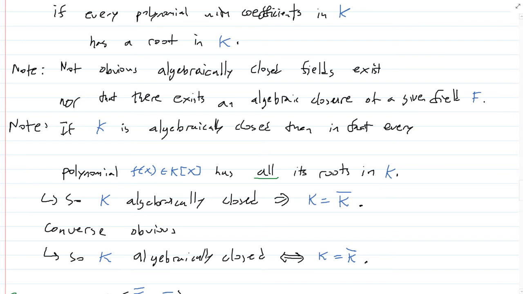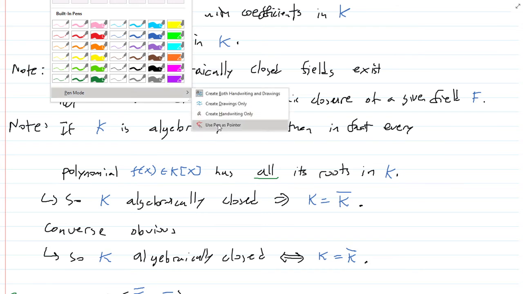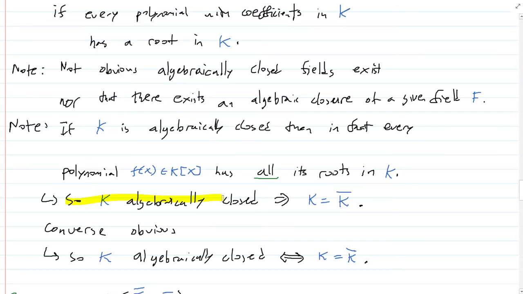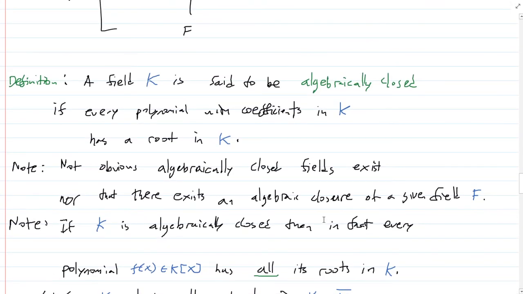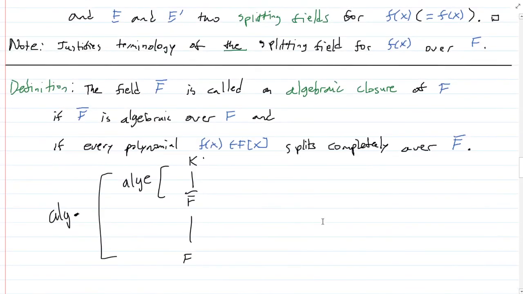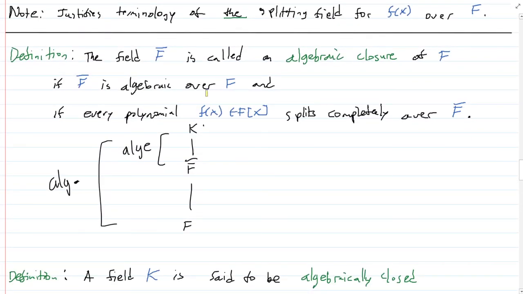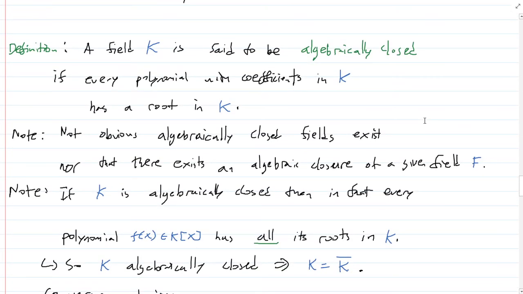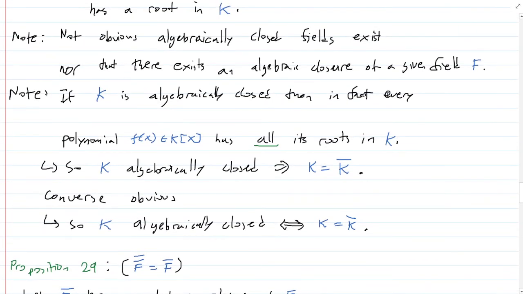Yeah. So in conclusion, K algebraically closed means that K is its own algebraic closure. Algebraic closure means every polynomial splits completely, and we just showed that every polynomial does split completely. So we write that as K equals K bar. And the converse is also obvious.